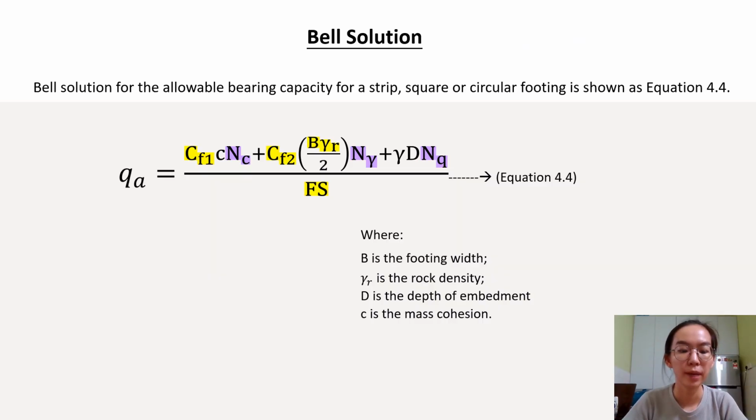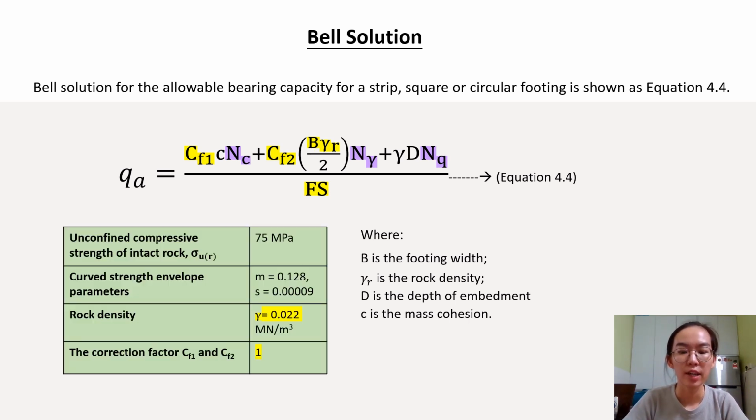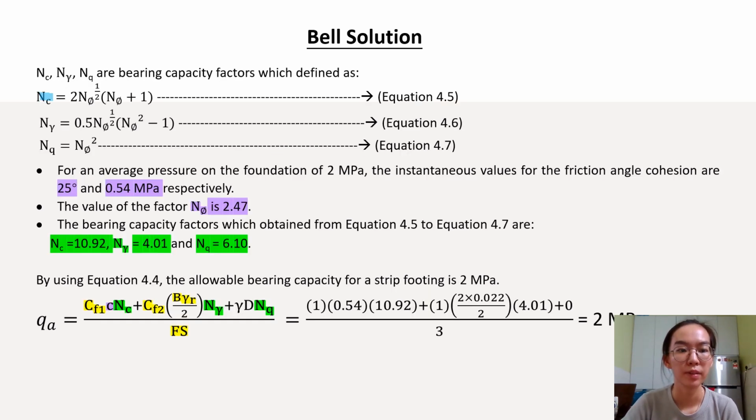The last method is Bell's solution. There are some additional unknowns which need to be determined compared to the previous method, such as B, the footing width, gamma R, the rock density, D, the depth of embedment, c, the mass cohesion, and a few more unknowns such as the bearing capacity factors Nc, N gamma, and Nq, whose equations we are going to discuss in the next slide. These three equations are used to find the bearing capacity factors.